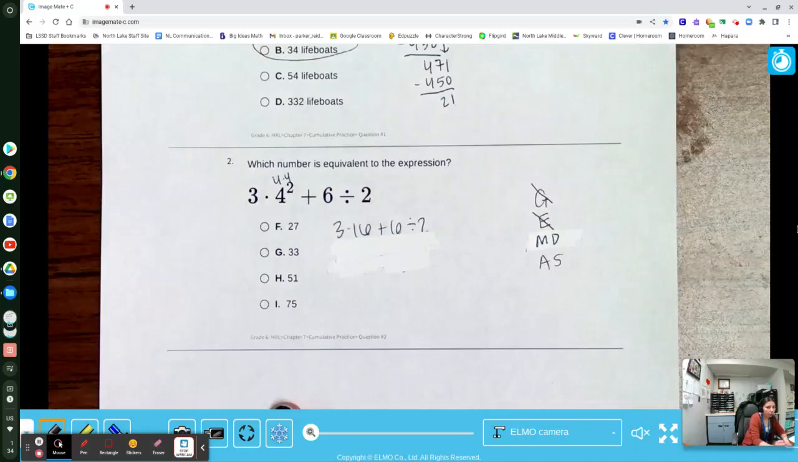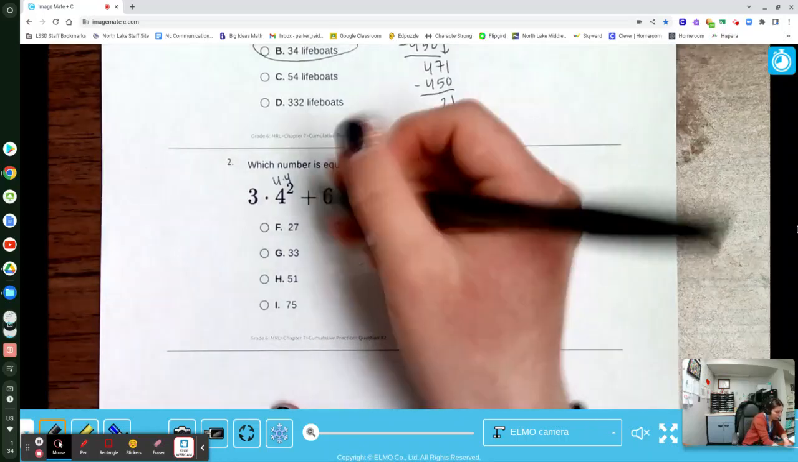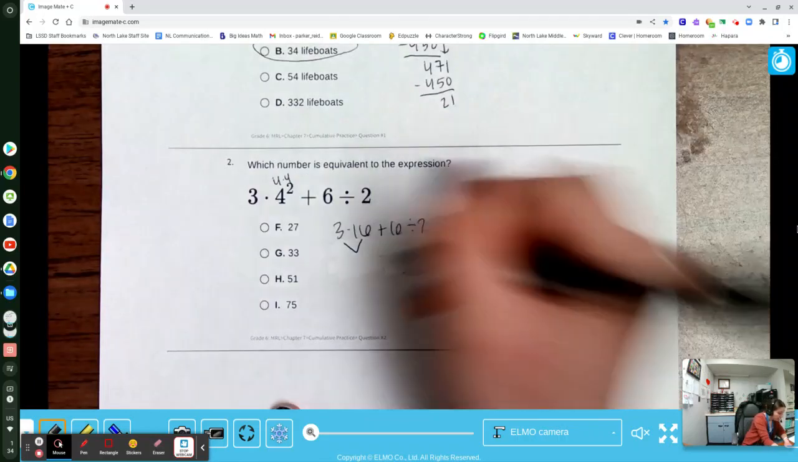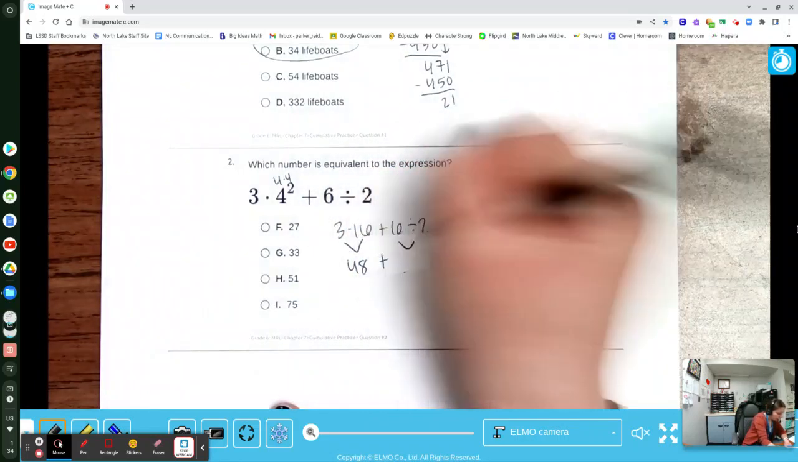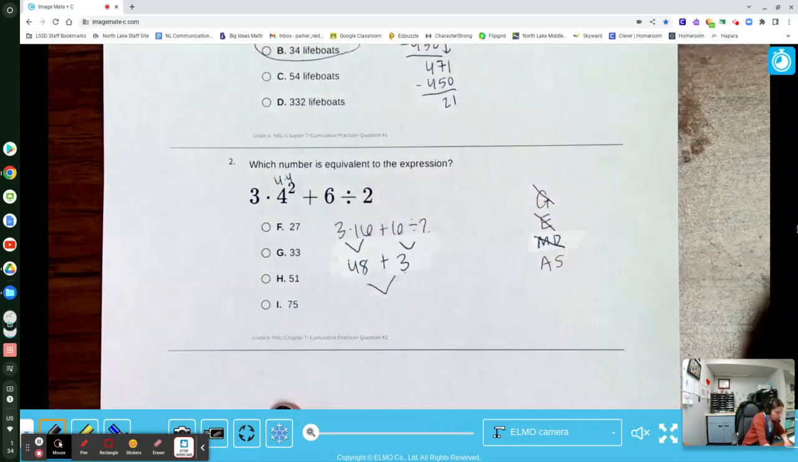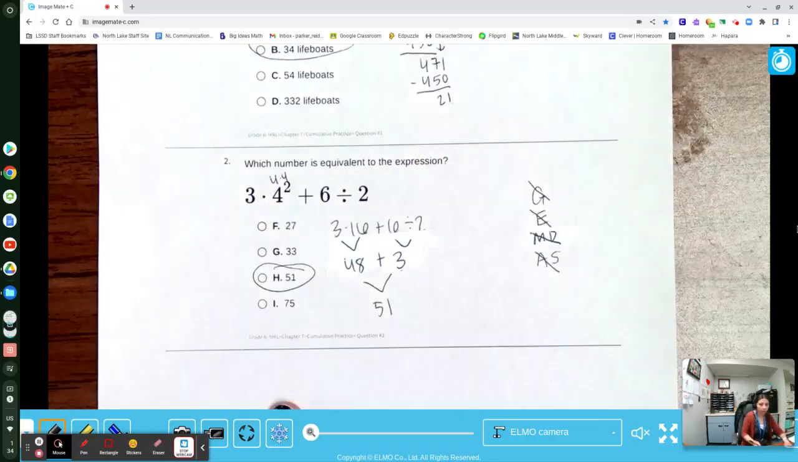All right, now I'm going to multiply and divide left to right. So I'm going to do this multiplication and then follow it by that division. So 3 times 16 is 48. And then 6 divided by 2 is 3. And then finally, I'm going to add those. 48 plus 3 is 51. So the correct answer should be 51.